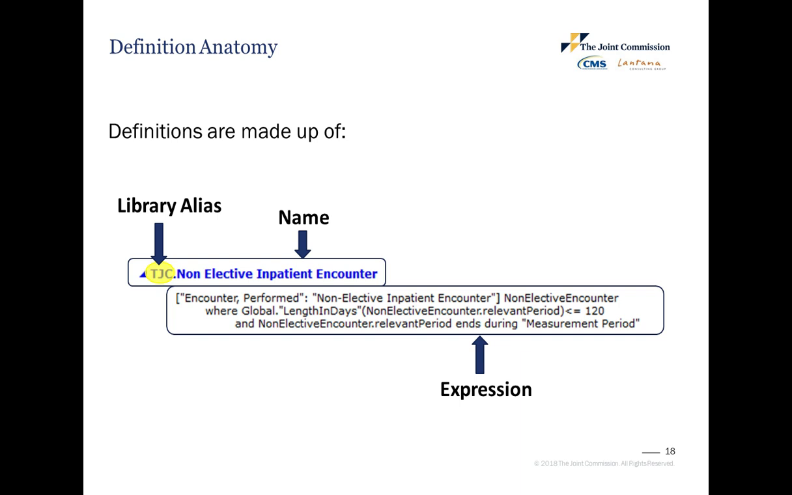So to identify if the definition is coming from a library, we have a library alias. So if you look at the yellow highlight, a library alias is denoted as a prefix in the name of a definition, in this example, TJC. Some definitions may come from a specific library, so you will not see that denotation. Next, we have the expression. An expression refers to the content of the definition. We use this term a lot when referring to the logic.